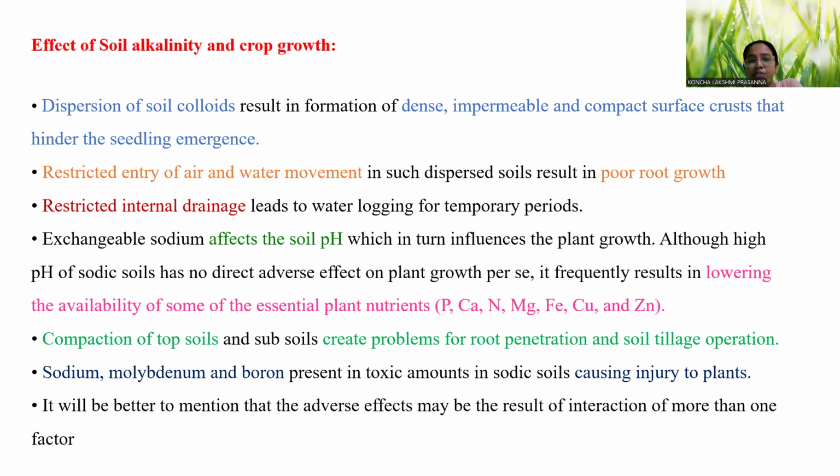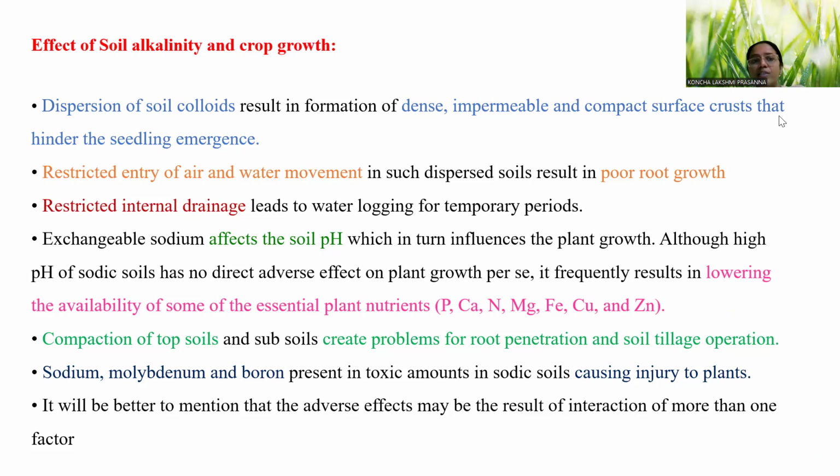Restricted internal drainage leads to waterlogged conditions for a temporary period. Exchangeable sodium will also affect the soil pH, which tends to decrease the availability of various nutrients like phosphorus, calcium, nitrogen, potassium, iron, copper, and zinc. Compaction of topsoils and subsoils causes various root penetration problems and also problems in tillage operations. Sodium, molybdenum, and boron, which are present in toxic amounts in sodic soils, cause injury to the plants.